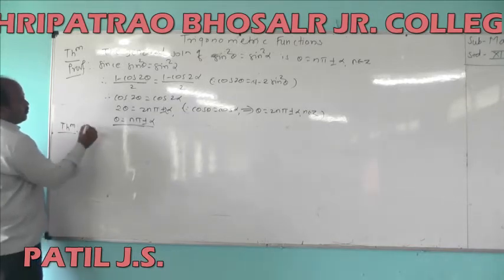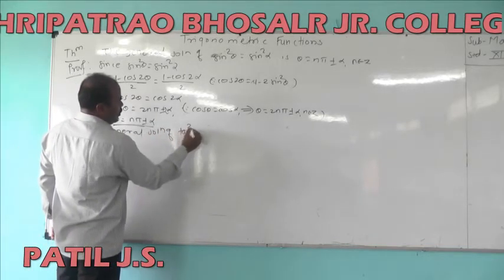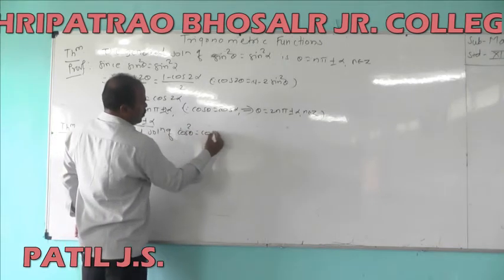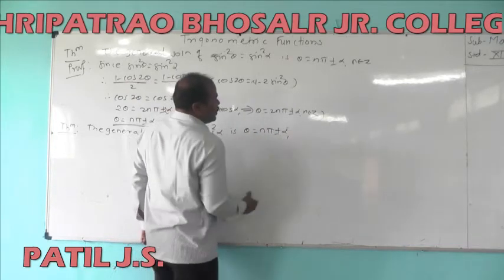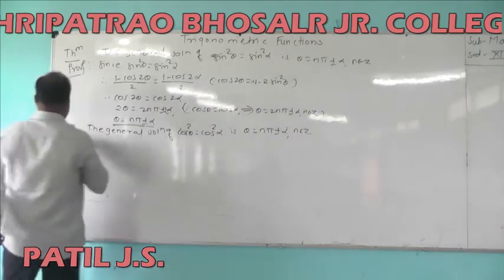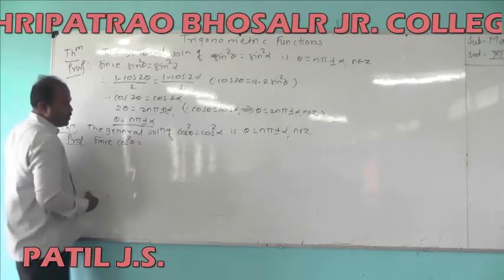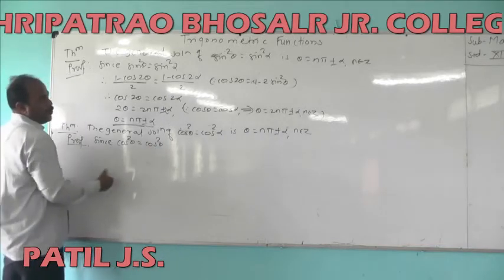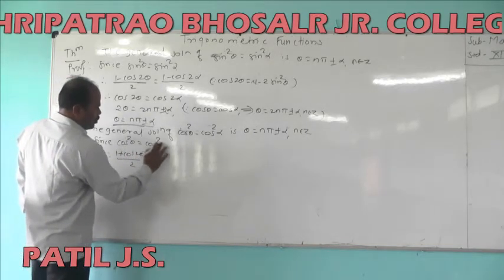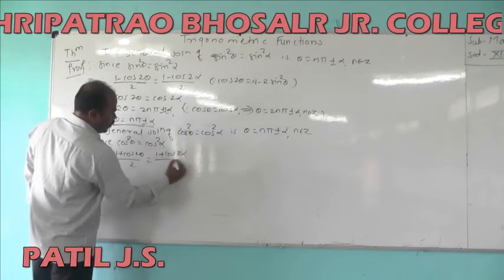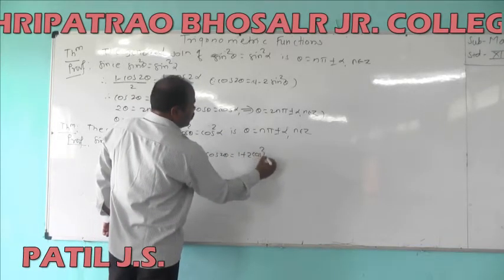Next theorem, the general solution of cos square theta is equal to cos square alpha is the same, theta is equal to n pi plus or minus alpha, n belongs to Z. Since it is given that cos square theta is equal to cos square alpha, using the formula, 1 plus cos 2 theta upon 2 is equal to 1 plus cos 2 alpha upon 2, since cos 2 theta is equal to 2 cos square theta minus 1.